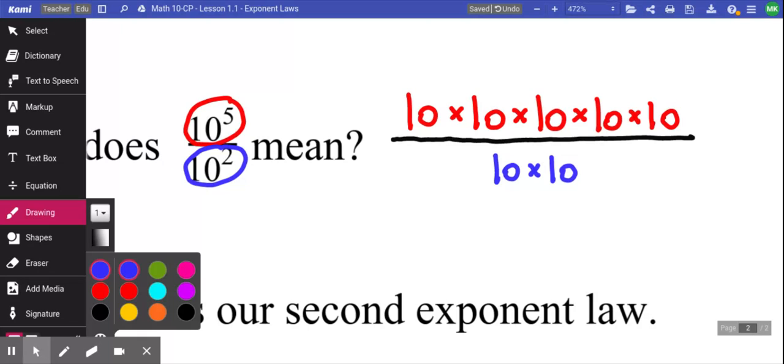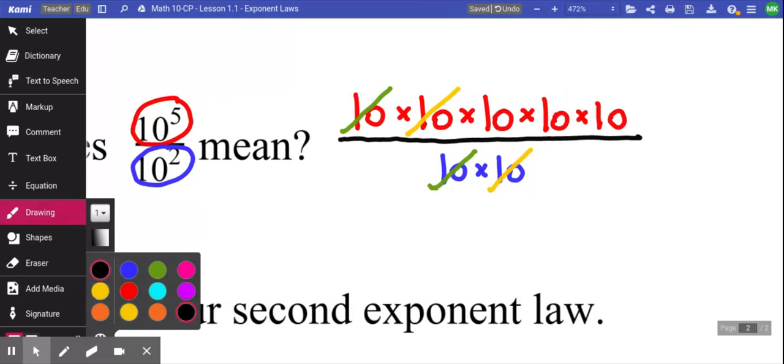Wonderful. Now, to simplify these things, what you need to understand is that when you have a 10 and you divide by another 10, they are going to, what you've probably heard is, cancel out. Something divided by itself equals 1. So we say they cancel out. So essentially, this 10 will cancel out with this 10, and this 10 will cancel out with this 10.